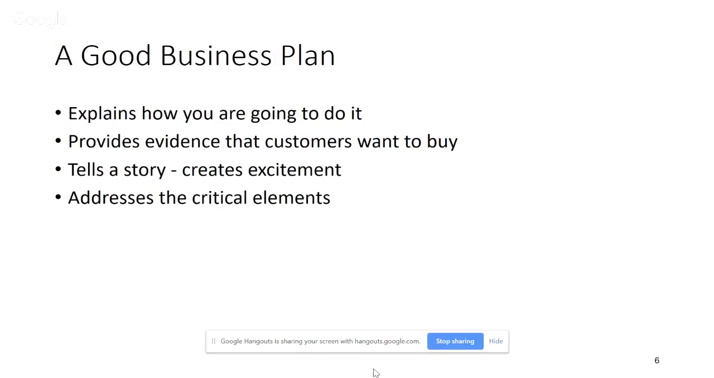So what does a good business plan look like, right? A good business plan explains how you're going to do what you're planning to do. It provides evidence that the customers want to buy your products and or services, and eventually maybe even your business, depending on what your goal is. The business plan tells a story, it creates excitement, and addresses critical elements of the business, which we'll talk about in a few. But a business plan is not a substitute for action. It's the roadmap for the actions that you have to take. You also have to take actions now to develop the business plan, and then the business plan can help you make more informed decisions in terms of what actions to take next.